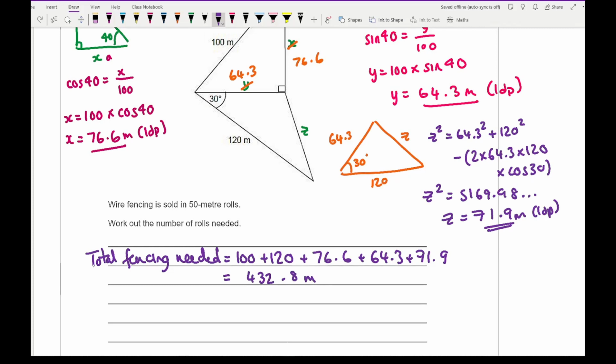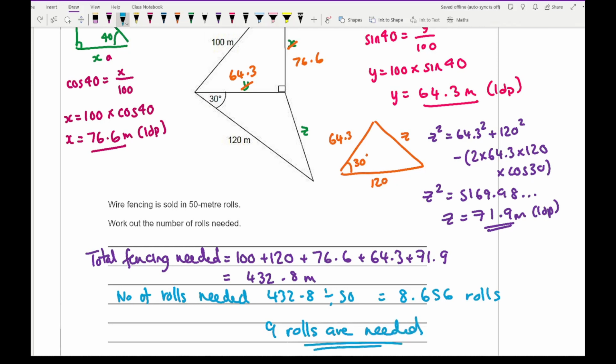And so from this I then need to work out the number of rolls. So the number of rolls needed is going to be 432.8 divided by 50, and that comes up to a total of roughly around about 8 point something. So let me just type that into my calculator quickly. Divided by 50, and that equals 8.656 rolls. But we're looking at exact rolls, so therefore 9 rolls are needed. And there's my final answer.